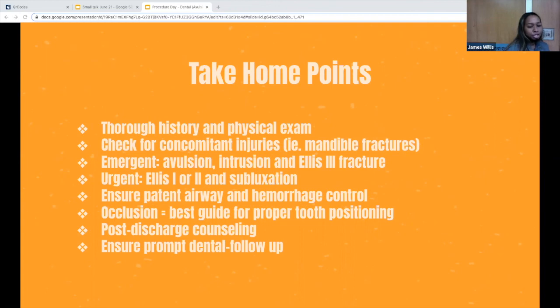And then for post-discharge instructions, you want to warn the patient of some post-dental trauma risks, including tooth resorption, discoloration, potential tooth loss, and or the need for future root canal. And then finally, almost all of these patients need good dental follow-up. Access to dental care, especially urgent dental care, is often limited for many people. So we just really need to make sure that patients have a good and timely follow-up for dental traumas.